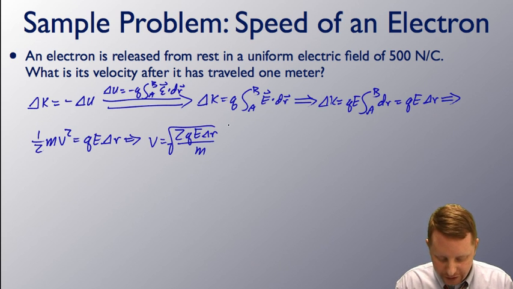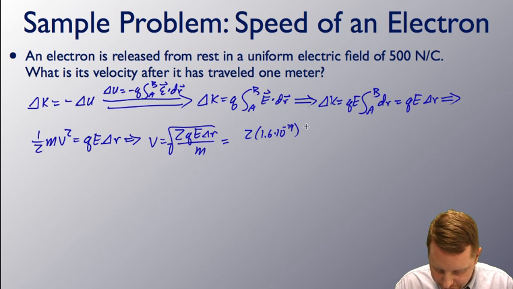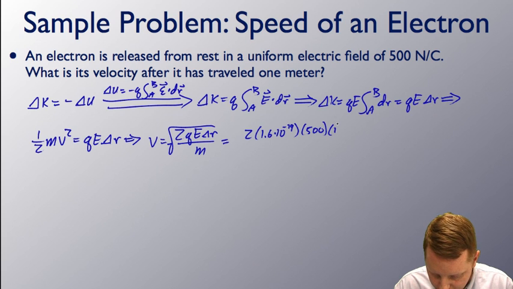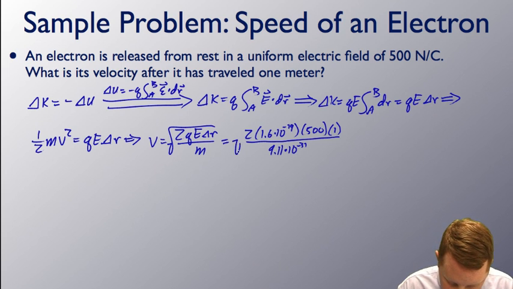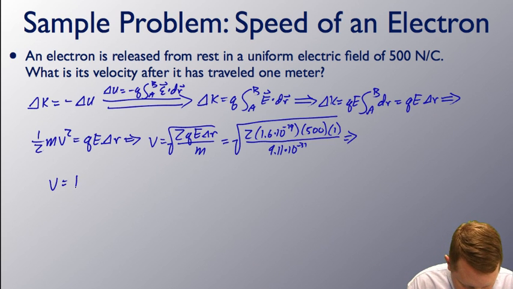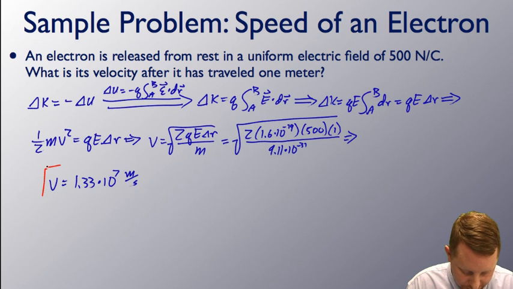Now we can substitute our values in. That will be 2 times the charge on our electron, 1.6 times 10 to the minus 19 coulombs. Our electric field was 500 newtons per coulomb. We also have our delta R, 1 meter, divided by the mass of an electron, 9.11 times 10 to the minus 31 kilograms. We need the square root of all of that, which comes out to be about 1.33 times 10 to the 7th meters per second, assuming we're ignoring all relativistic effects.